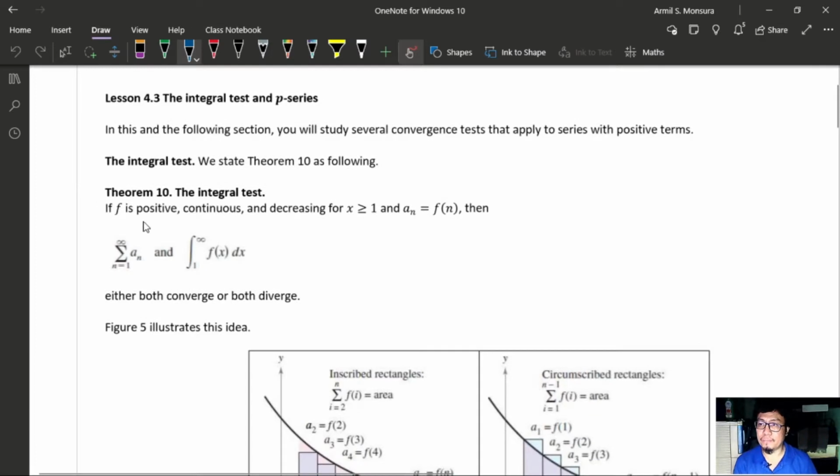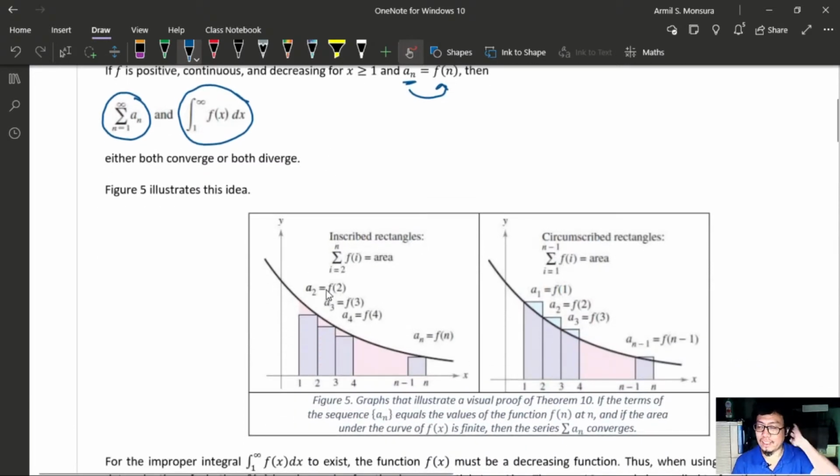Theorem 10 states that if f is positive, continuous, and decreasing for x greater than or equal to 1, and that a sub n are the function values of f of n, then the series whose terms are a sub n, and this integral, either both converge or both diverge.